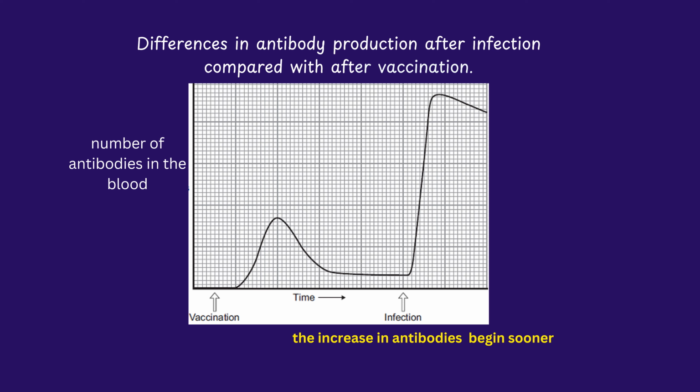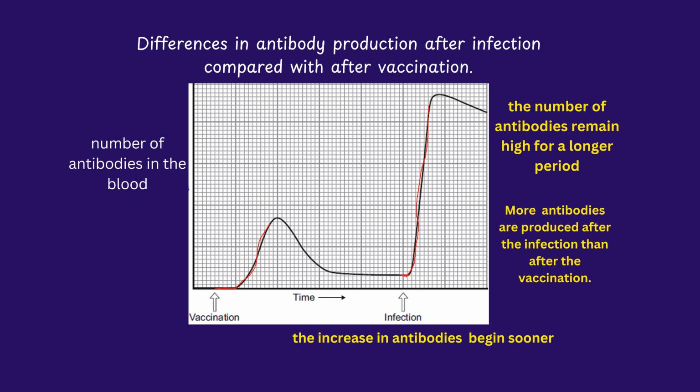Let's look at how long it took for antibodies to begin production after vaccination. Look at that line, the length of the line, and compare it with the length of the line for after infection. Way shorter line after infection, right? So the increase in antibodies begin sooner after infection compared to when the vaccine was given. The next point is that more antibodies are produced after infection than after vaccination, and this is quite evident. Look at how far this graph line moves up compared to after the vaccine.